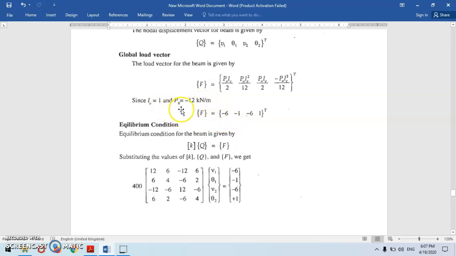So by substituting this P naught and this LE, we will be getting this matrix: minus 6, minus 1, minus 6, 1. After that we go for the standard equation, that is the equilibrium equation. What that equilibrium equation says is K into Q is equal to F. The stiffness matrix K is already known, the Q matrix is also known, and the F matrix is also known here. So we substitute all these found values or matrices in this standard equilibrium equation, that is KQ is equal to F.